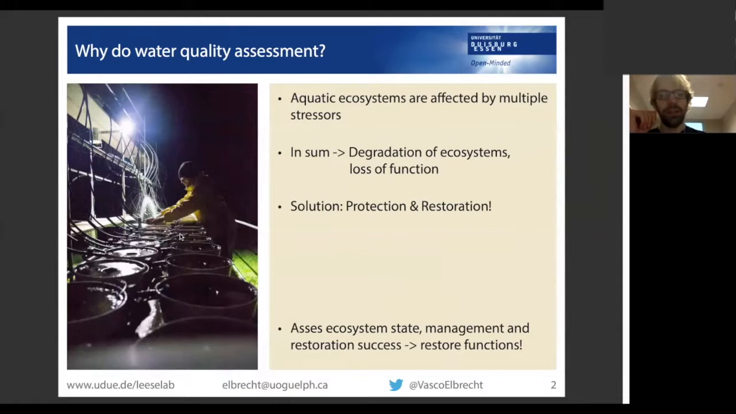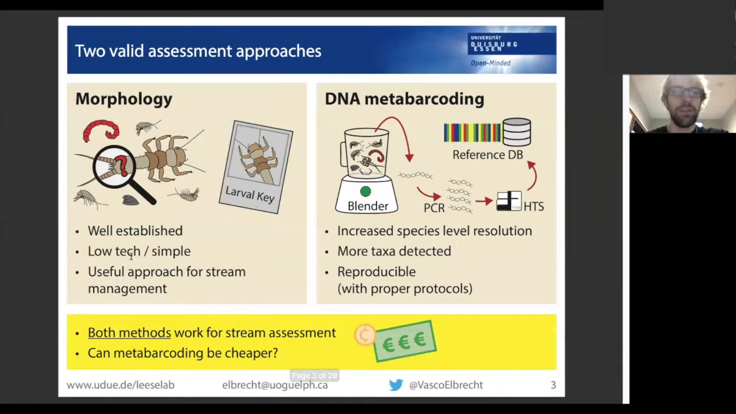Here, for example, you see me on the side when I did a project with Jay with the stream mesocosms, looking at multiple stressors on freshwater ecosystems. So we have macroinvertebrates in those channels, and you want to identify them. At the moment, this is done basically with morphology. If we look at morphological identification, you probably have looked at some macroinvertebrates yourself, it's quite difficult to identify those larvae. So the method is well established, but it's often not very accurate. We don't get them to species level, but we only need a microscope to look at the specimen, so it's very easy to do. And it's a useful system for stream management and assessment, because this is done all over the world at the moment. The question is really, can we do this better and can we do it cheaper?